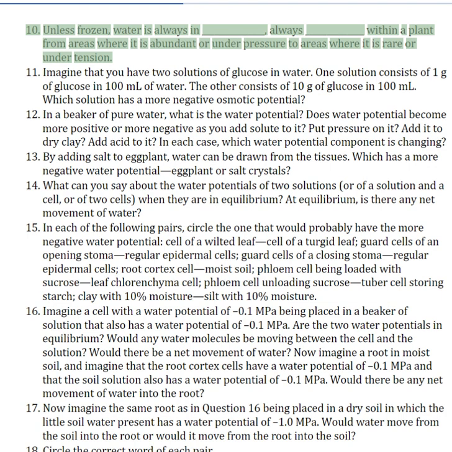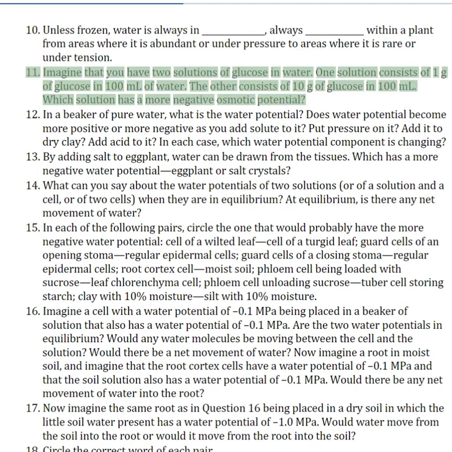10. Unless frozen, water always moves within a plant from areas where it is abundant or under pressure to areas where it is rare or under tension. 11. Imagine that you have 2 solutions of glucose in water. One solution consists of 1 g of glucose in 100 milliliters of water. The other consists of 10 g of glucose in 100 milliliters. Which solution has a more negative osmotic potential?